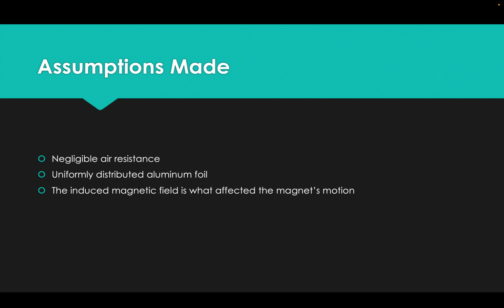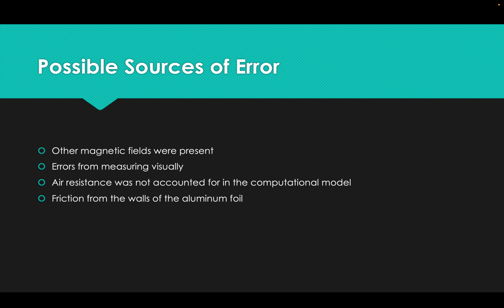So, some assumptions made. We assume negligible air resistance. We also assume a uniformly distributed aluminum foil around the tube, as well as the induced magnetic field being what actually affected the magnet's motion. Some possible sources of error: other magnetic fields could have been present, and there could have been errors from measurements. Also, air resistance was not accounted for in the computational model. Furthermore, friction from the walls of the aluminum foil could have produced some error as well.